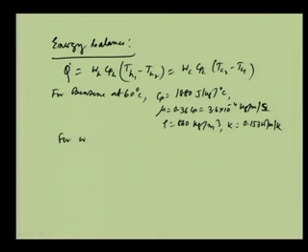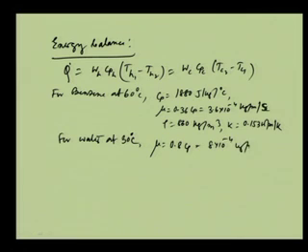And for water at 30 degree centigrade, we have mu equal to 0.8 cP, and that is equal to 8 into 10 to the power minus 4 kg per meter per second. K is equal to 0.623, and Cp is equal to 4180 joule per kg per degree centigrade.